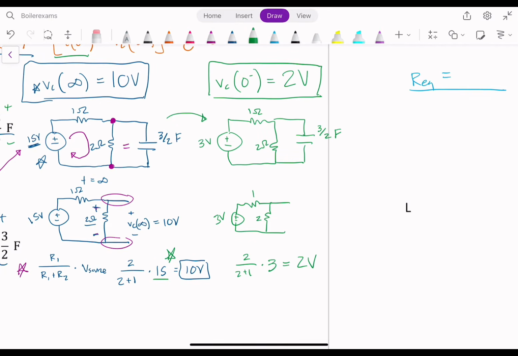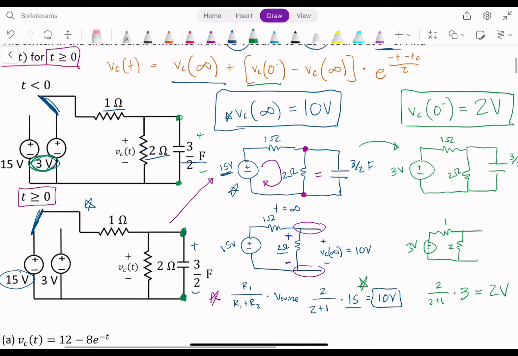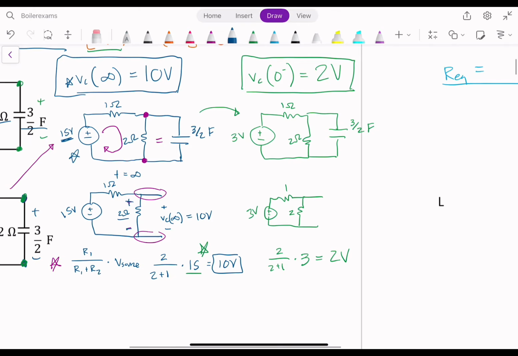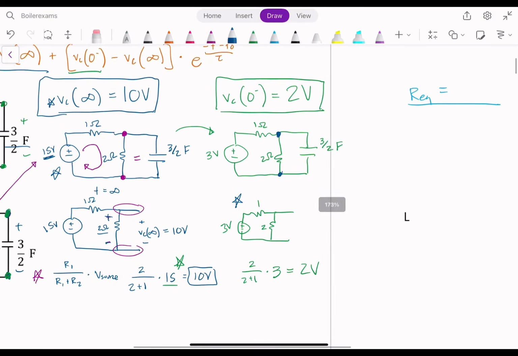V sub c of 0, our initial condition on the capacitor at the time of the switch, is equal to essentially the final condition of this first circuit when we have the 3-volt source attached, right? The circuit before the switch has occurred. And so we're going to apply the same methodology where the capacitor is going to be an open once it's fully charged. We can perform voltage division on these resistors in order to find what the voltage across the capacitor is at V sub c of 0. And it's 2 volts. Okay, so there we go.